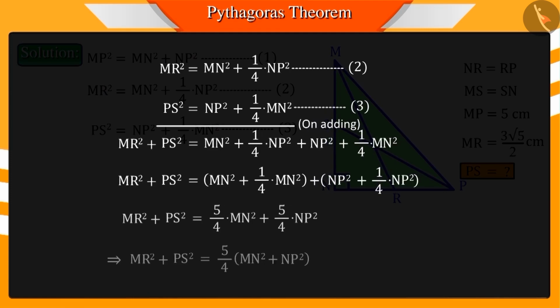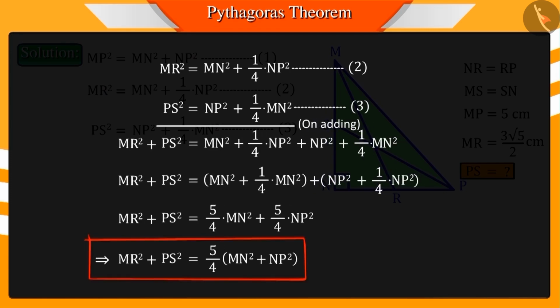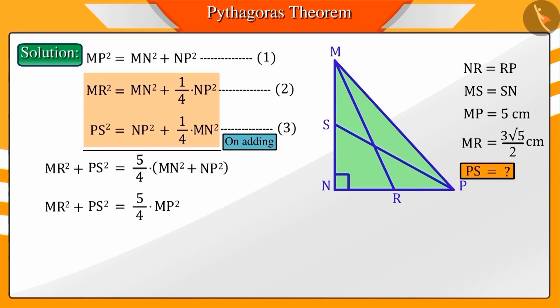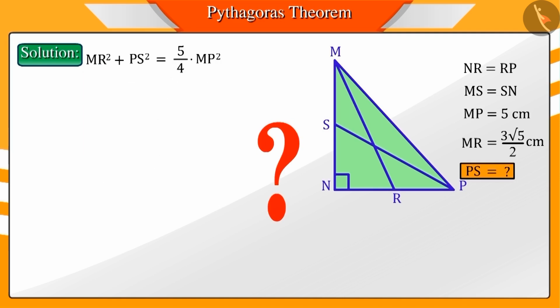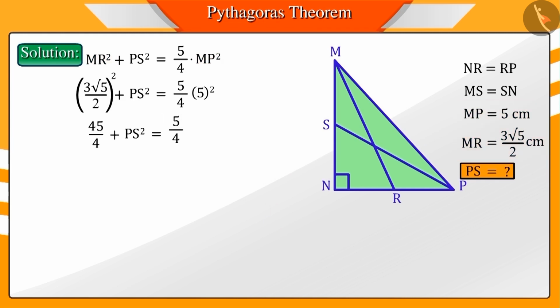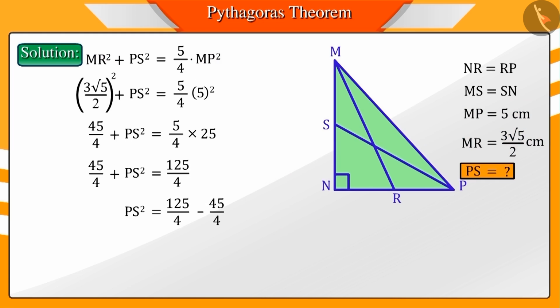By adding equations 2 and 3, we get this equation. Here, from equation 1, MN square plus NP square can be replaced by the square of MP. Can you tell us what we should do next? Well done. Now, we will replace the values of MR and MP in this equation. We get PS square equal to 20.